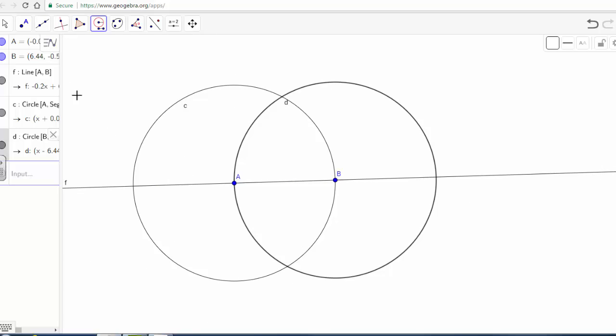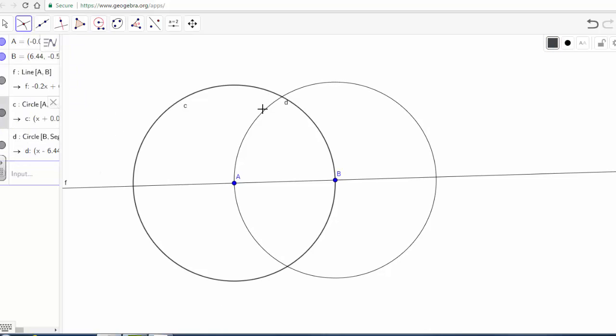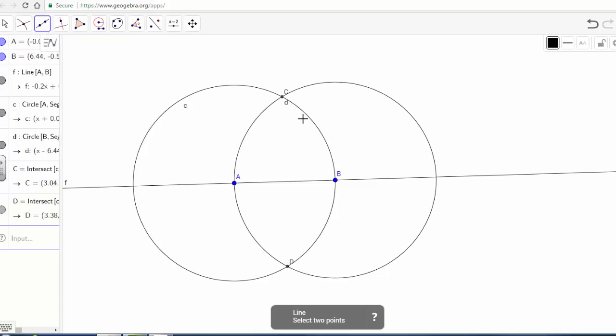So I'm going to zoom out slightly. I'm going to mark the intersection point between the two circles, and I'm going to get 2 points, point C and point D, and they connect them. So they make a line CD.